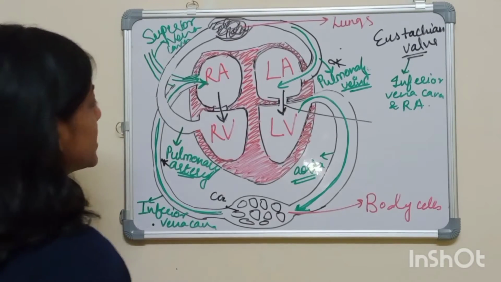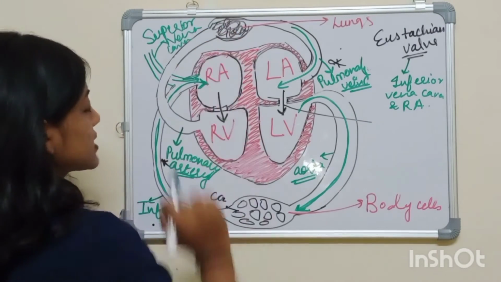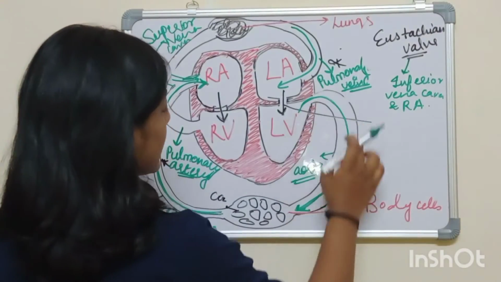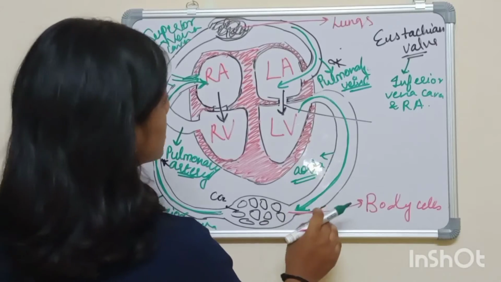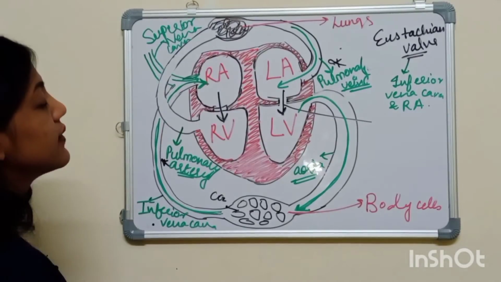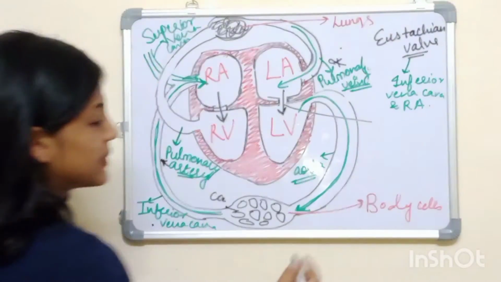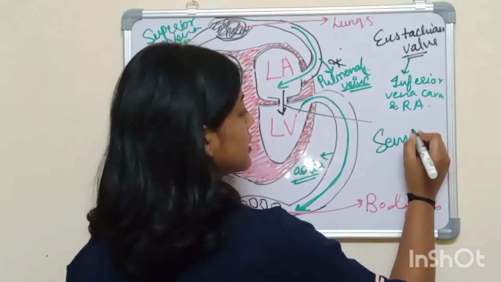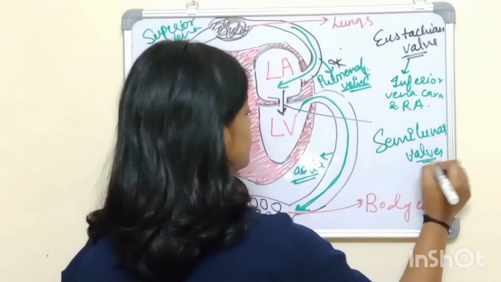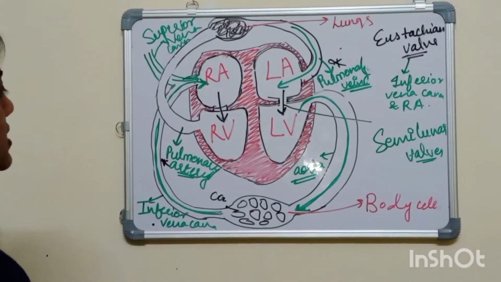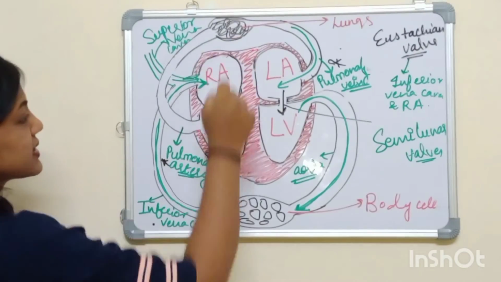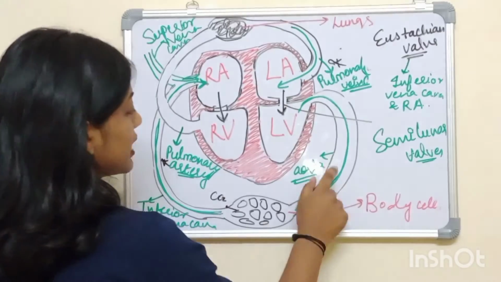Now there are valves between the right ventricle and the lungs, and the left ventricle and the aorta. These are known as semilunar valves. Semilunar valves are present between the right ventricle and the lungs, and the left ventricle and the aorta.